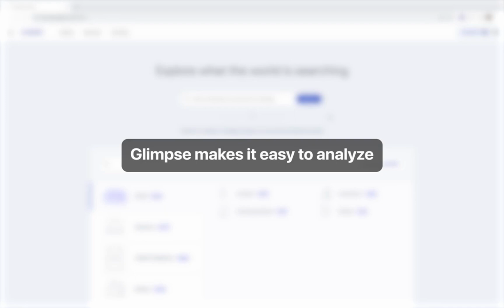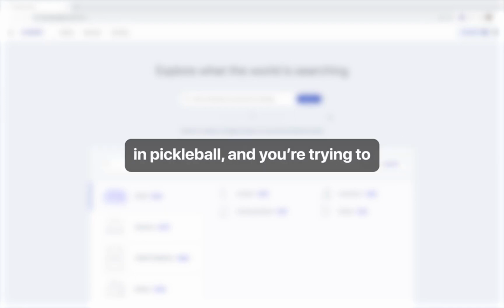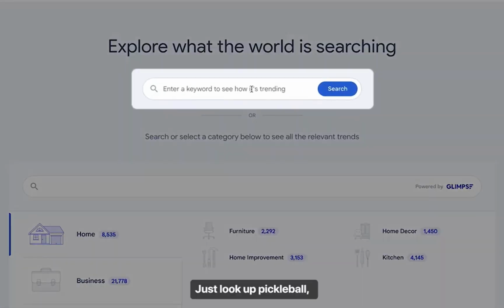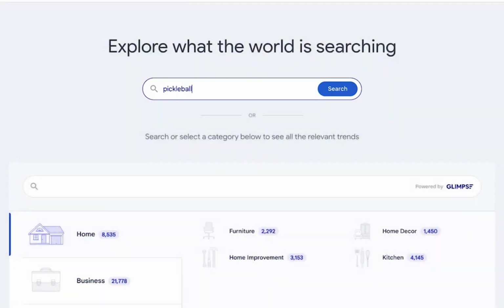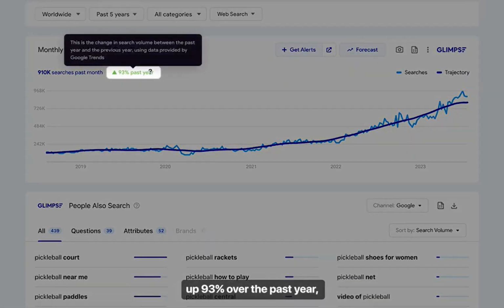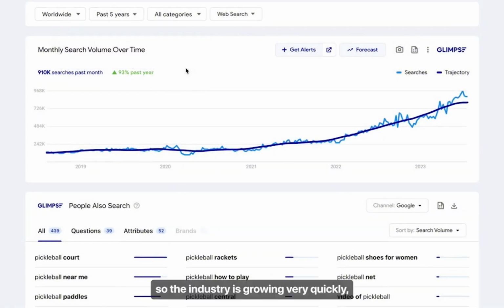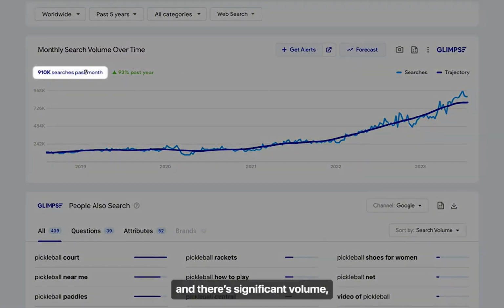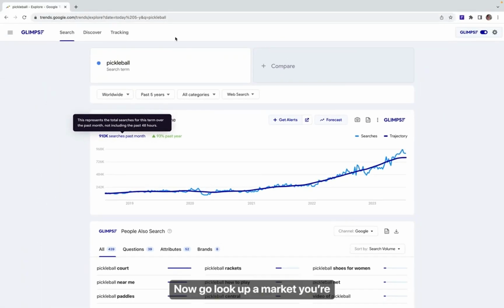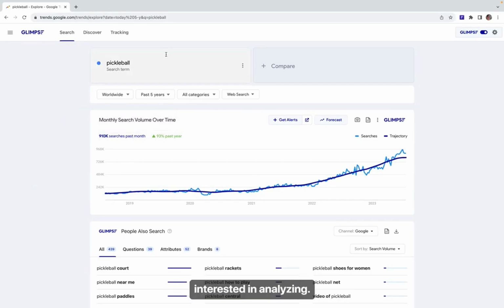Glimse makes it easy to analyze the growth of any industry. Imagine you're exploring an opportunity in pickleball, and you're trying to understand the growth of the market. Just look up pickleball, and you can see that worldwide search volume is up 93% over the past year. So the industry is growing very quickly, and there's significant volume, closing in on 1 million monthly searches. Now go look up a market you're interested in analyzing.